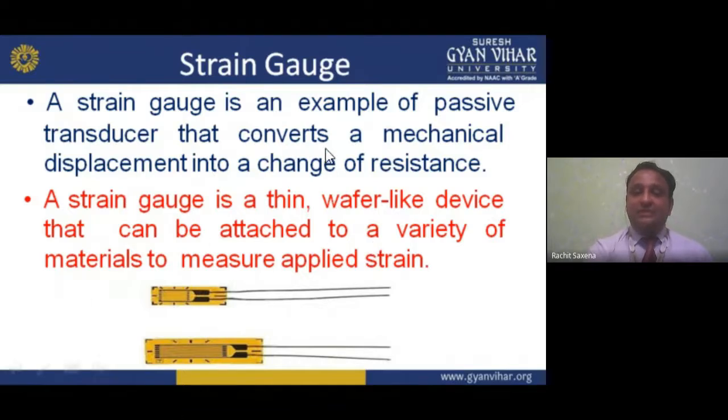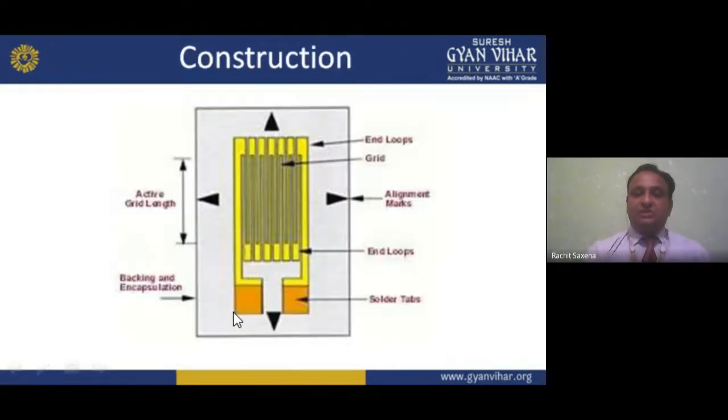And how can it measure? It converts a mechanical displacement into a change of resistance. If resistance is changing, this corresponds to mechanical displacement being there. Okay, so it looks like this wafer structure, with two ends. Now the construction: it has a very simple construction, looking like this.